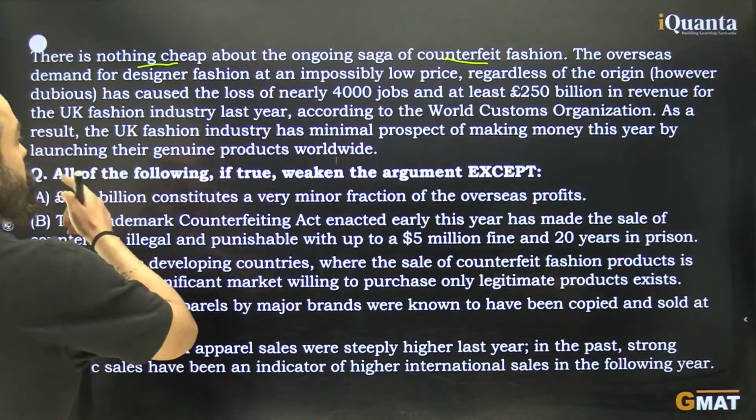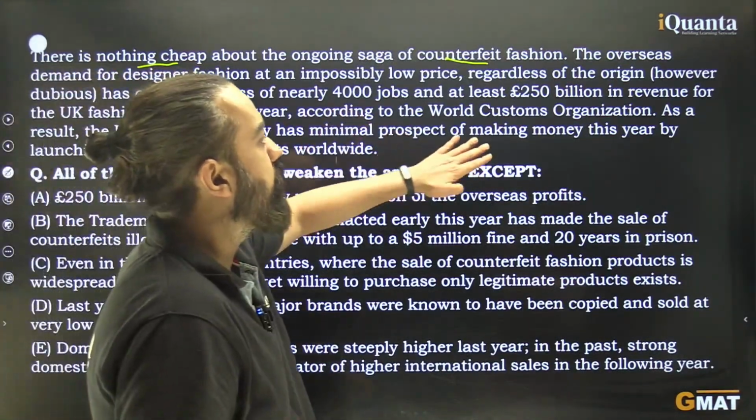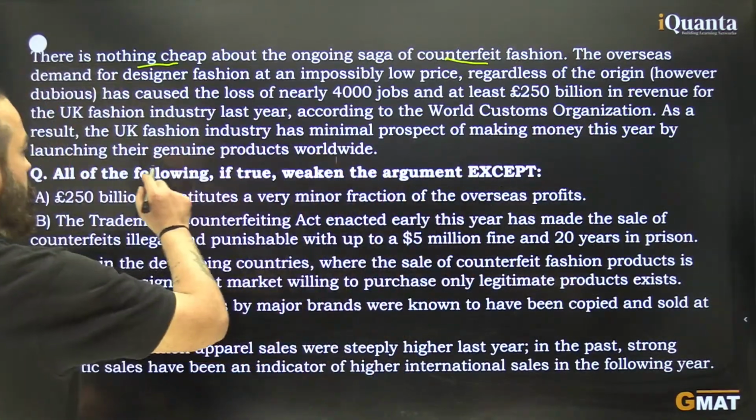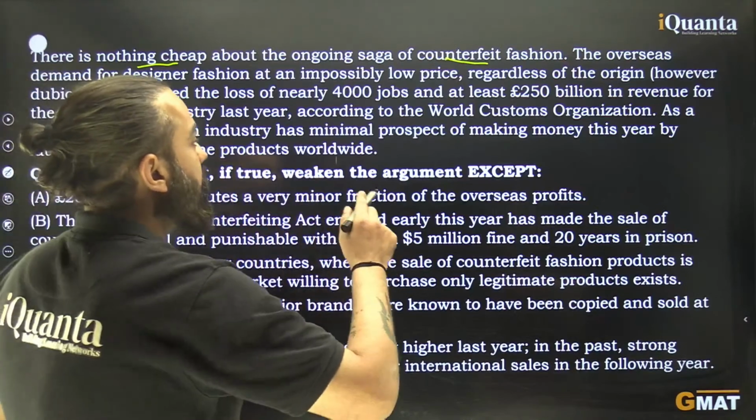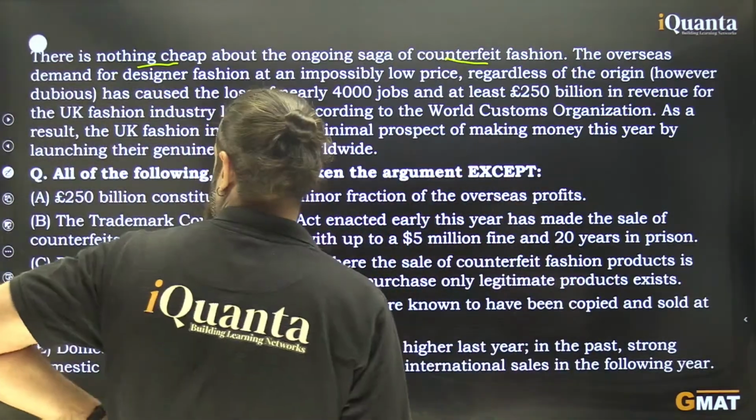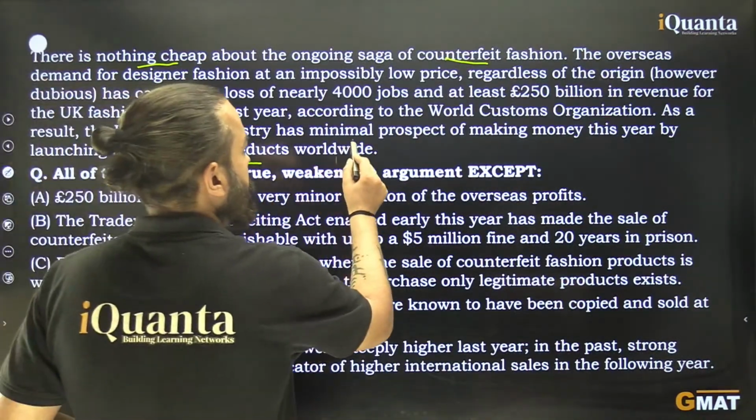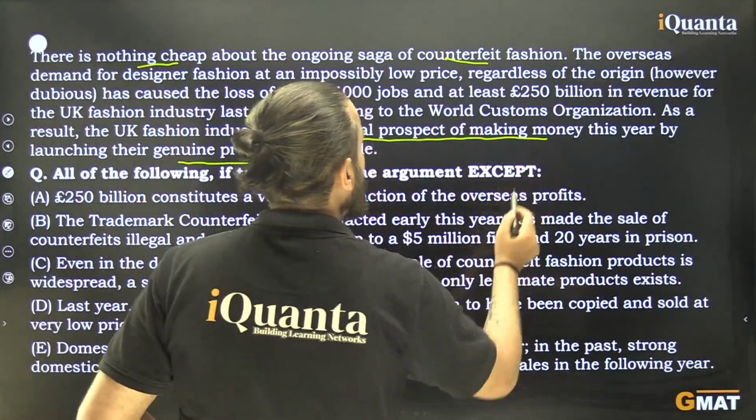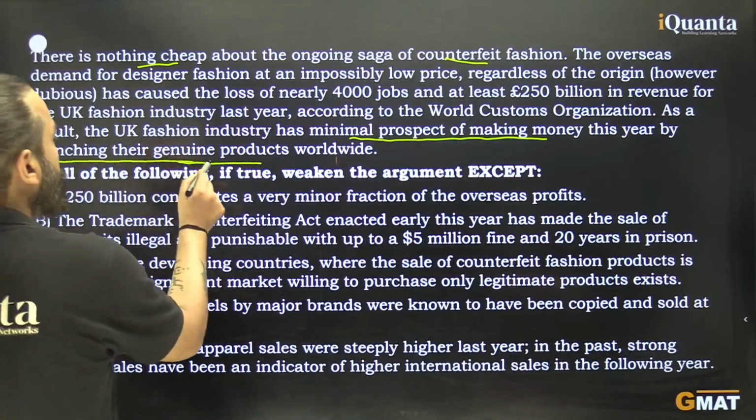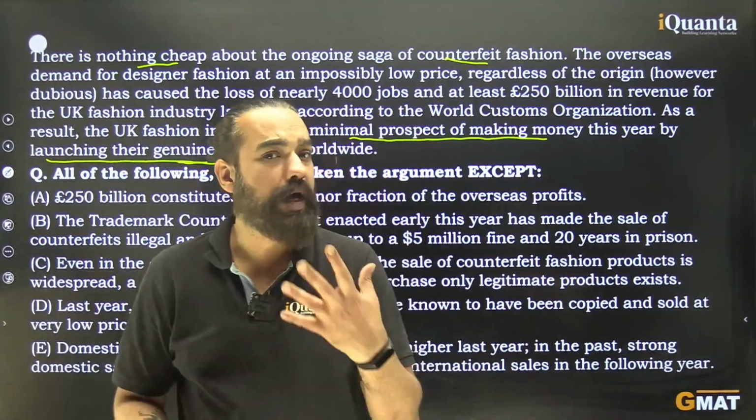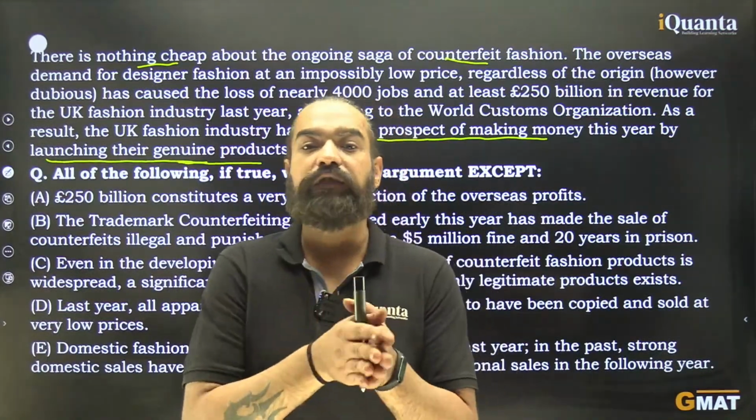Regardless of the origin, it has caused the loss of nearly 4,000 jobs and 250 billion pound in revenue for the UK fashion industry. As a result, the UK fashion industry has minimal prospect of making money this year by launching their genuine products worldwide. So if they launch their genuine products worldwide, they will not be making a lot of money. Why is that? Because there will be a counterfeit of that product as well, available at a lower price, and people will generally tend to go for something which is lower priced.